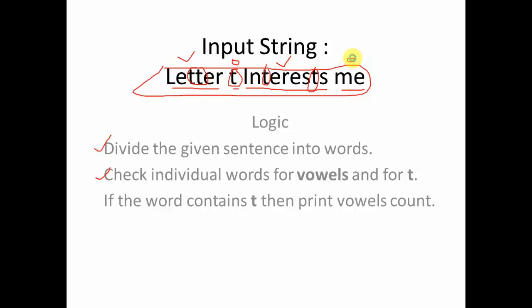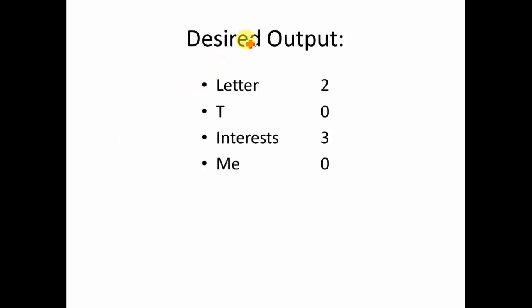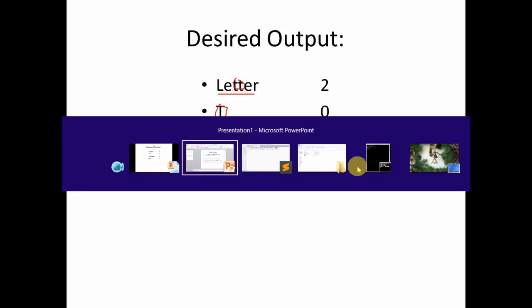So the desired output will be: letter 2, because it contains E twice and it contains T. T, it doesn't contain any vowel, so 0. Interests contains T twice, and it contains E and I.